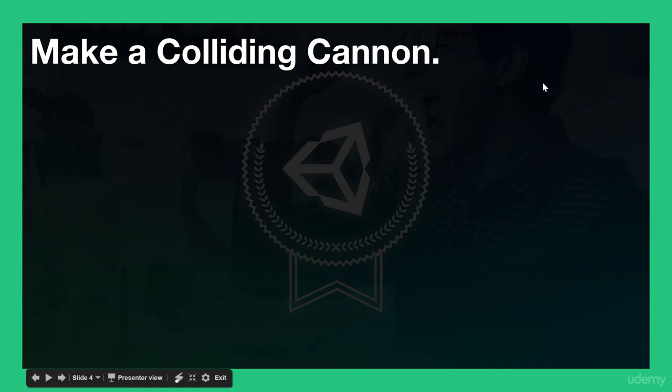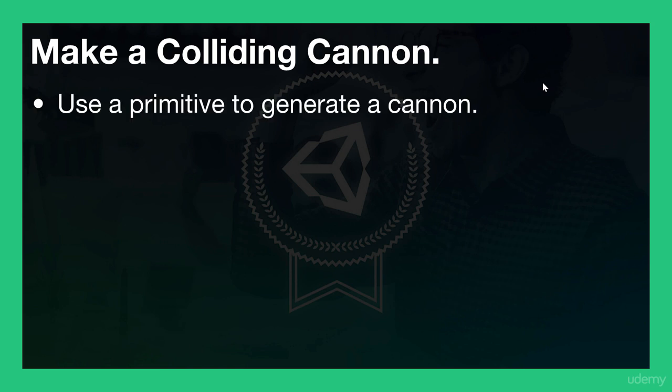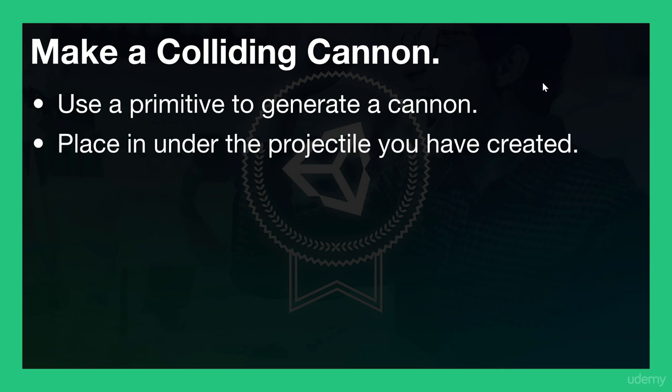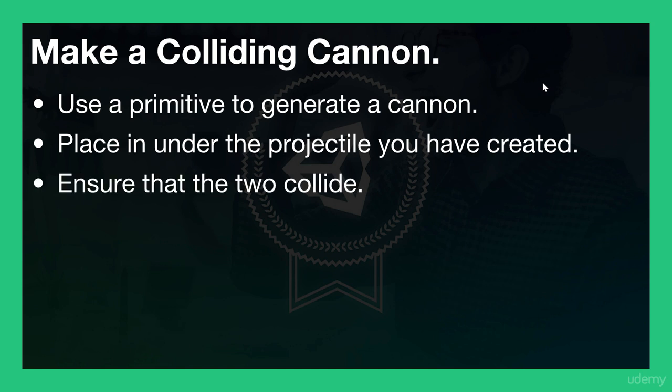So it is time for your challenge. I'd like you to make a cannon for this sphere to collide with. We're going to need a cannon later on in the game, but just to show you how objects interact with each other with rigid body physics, I'd like you to create your own cannon. So use a primitive to generate the cannon. I'm sure you can think of some primitives that would work for you. And I'd like you to place it underneath the projectile that we've just created here and that you'll be creating in just a second, and have it interact with that projectile. So you need to ensure that the two collide and see what happens when that happens. So pause the video and have a go.